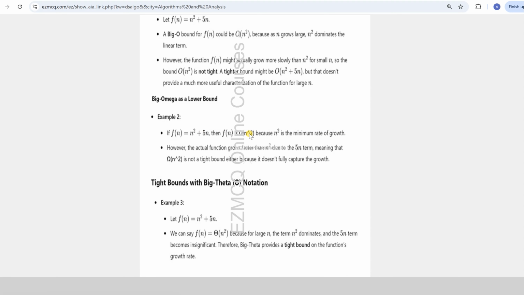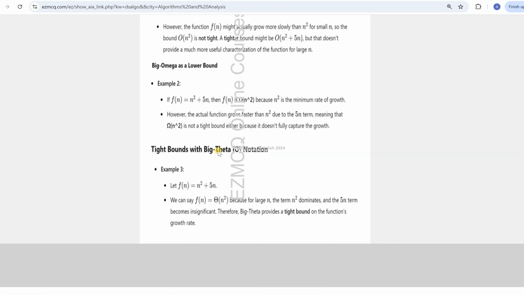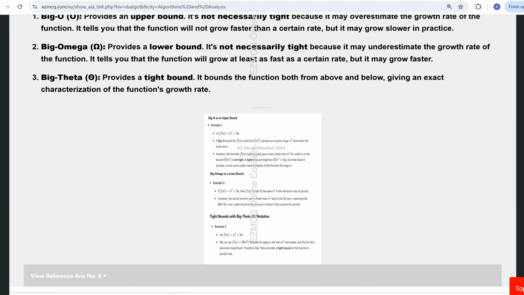Now, when we look at this again, n squared is the minimum rate of growth for big omega, but the actual function grows faster than n squared. Why? Because 5n is added to it. So big omega is not a tight bound. The tight bound is big theta. Big theta, because for large n, the term n squared dominates and the 5n term becomes insignificant. So this big theta is a better bound.